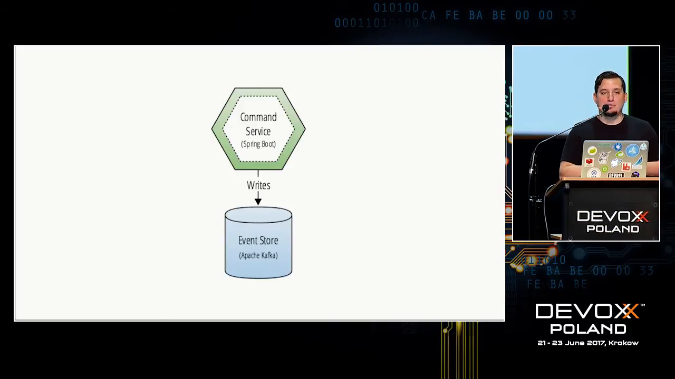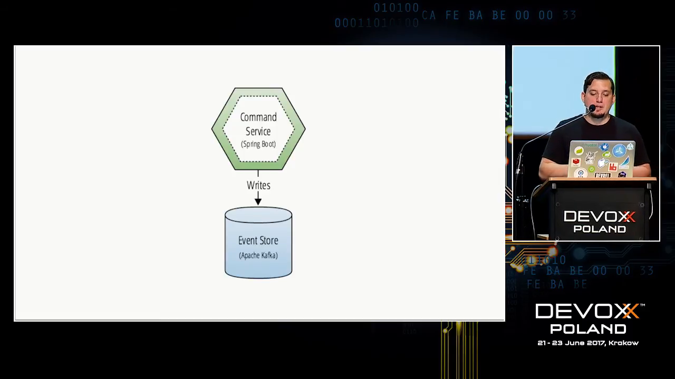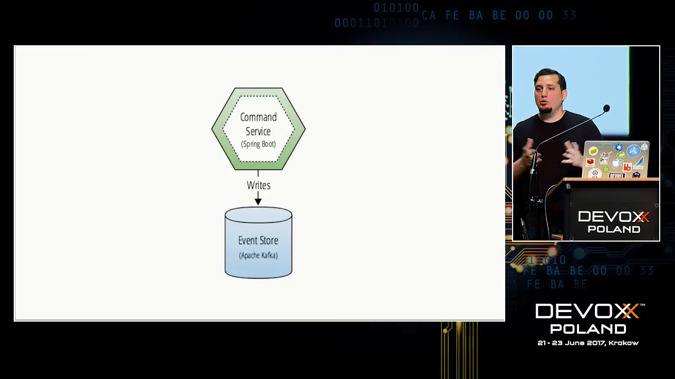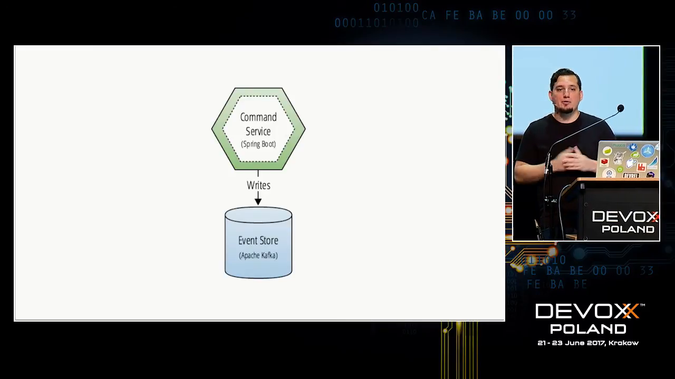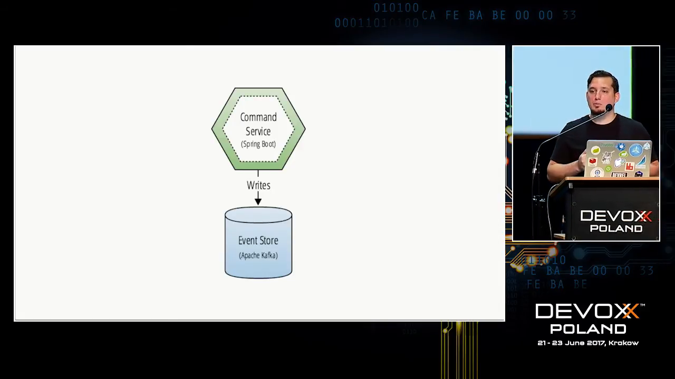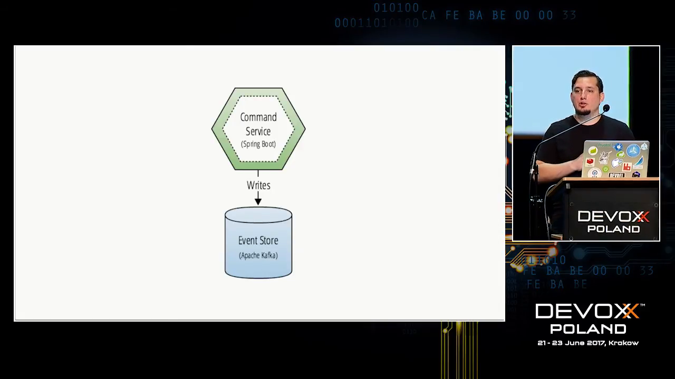So here I have a command service, which is a Spring Boot application, and that's going to be writing to an event store. Now, here I have Apache Kafka. I could use RabbitMQ as well. Now, with Spring Cloud Stream, which is very interesting about it, is that you can have these binders, which allow you to just change configuration to switch to a different messaging middleware. So maybe I can go from Apache Kafka to RabbitMQ or vice versa.